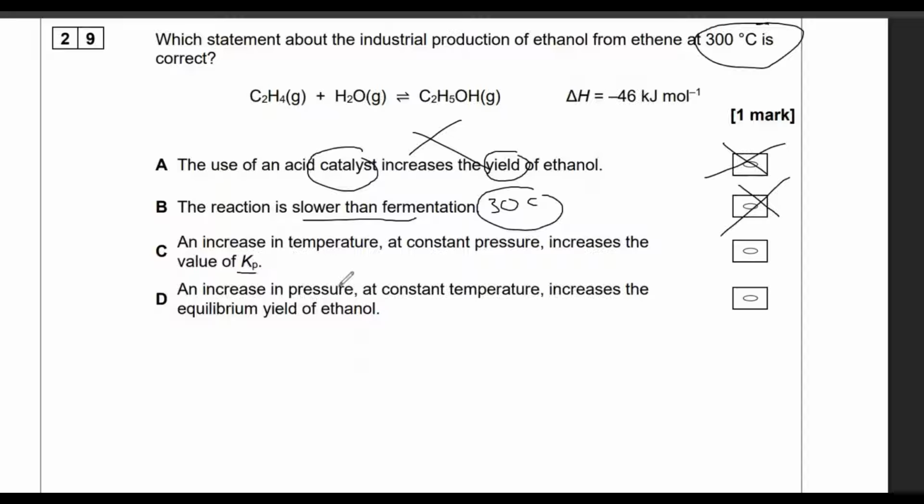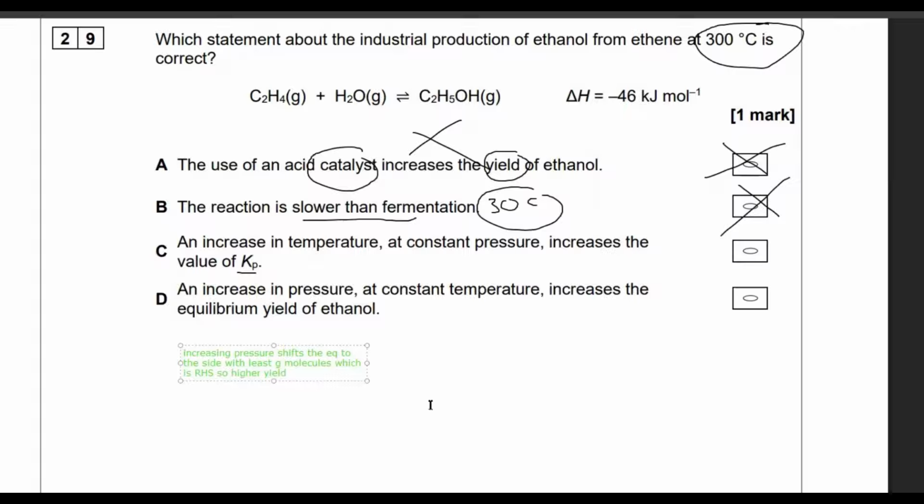An increase in temperature at constant pressure increases the value of Kp. Now, Kp and Kc, these constants, are not affected by pressure or concentration. They're only affected by changes in temperature. So an increase in pressure at constant temperature, so we're left with D, increases the equilibrium yield of ethanol.